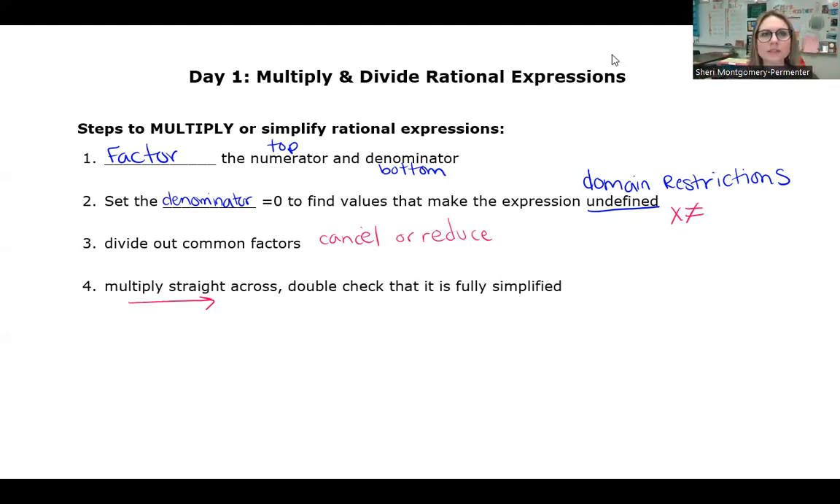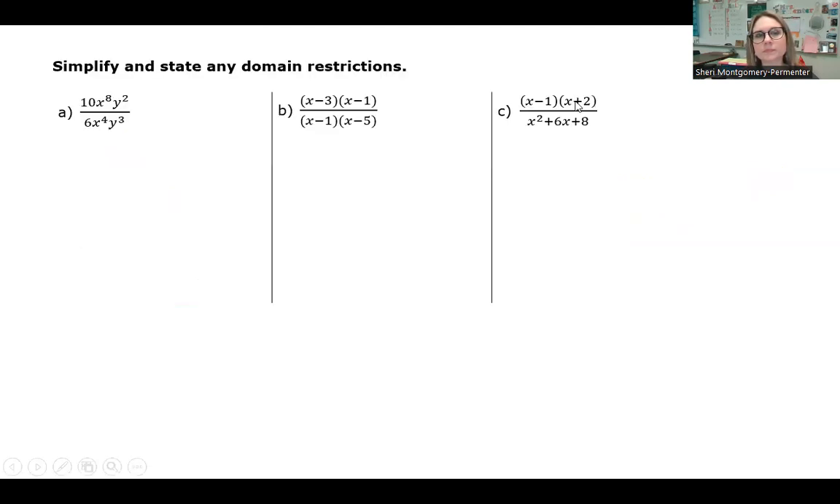So let's do some examples. The directions say to simplify and state any domain restrictions. So domain restrictions are things that we have to check in the denominator. So I'm going to do that first.